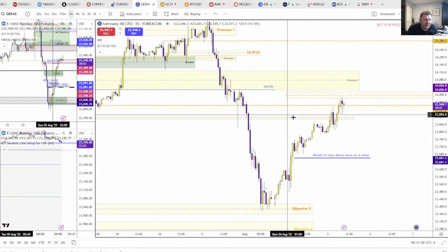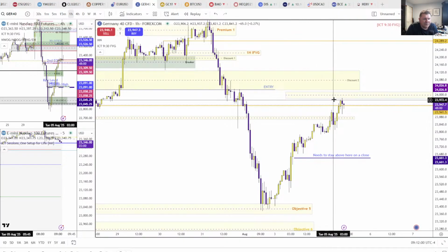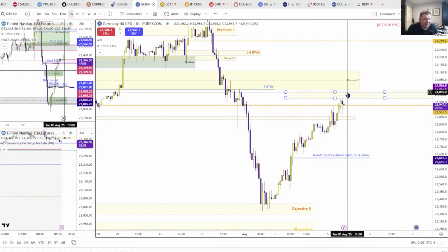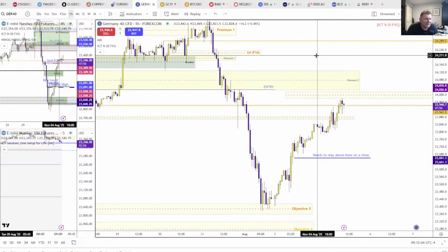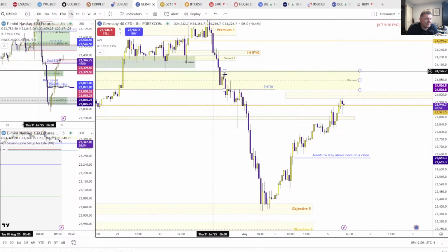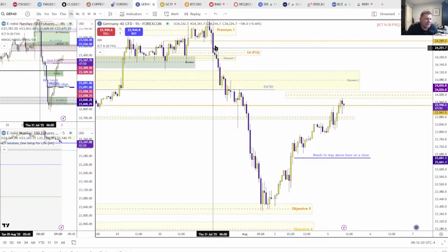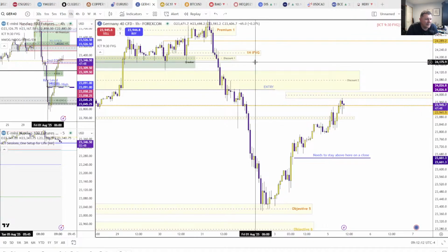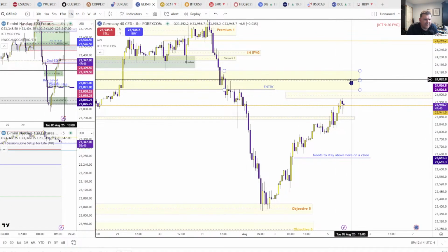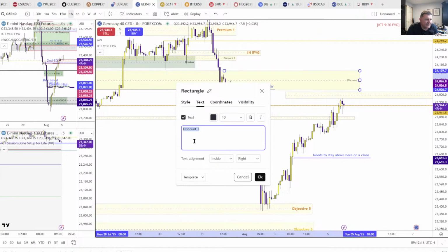I'll leave that one on. See if we can get back up above here. If we can get above that, then look for the discount 2, then the 1. Find some support off of this and start hunting for. I'll get that word out of there because it's not discount anymore.